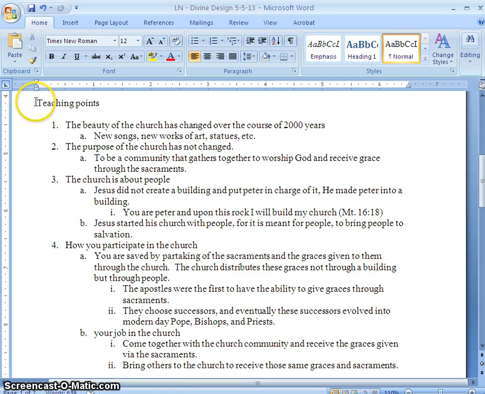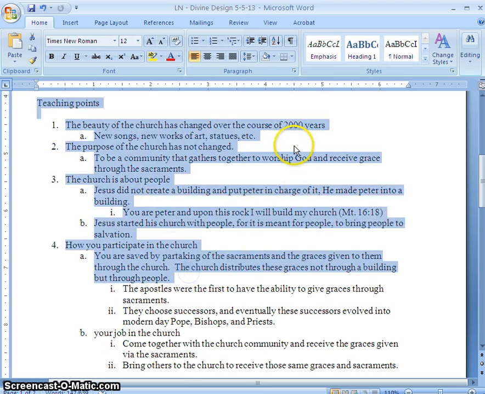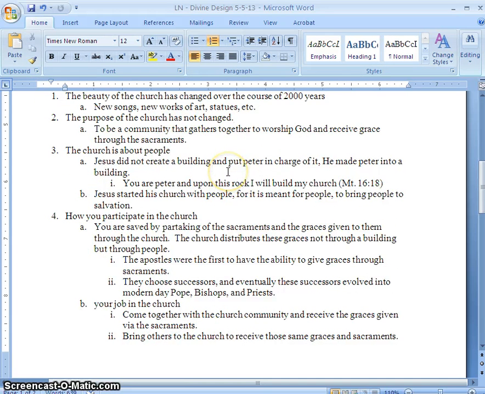Now, the way I got these teaching points is if you look at the teaching on the Life Night outline, you'll see that there's little subtitles. It's broken up into subtitles, subsections, if you will. And so I just read through that and picked out the 4 points that I thought were most important for the kids to know from this teaching.